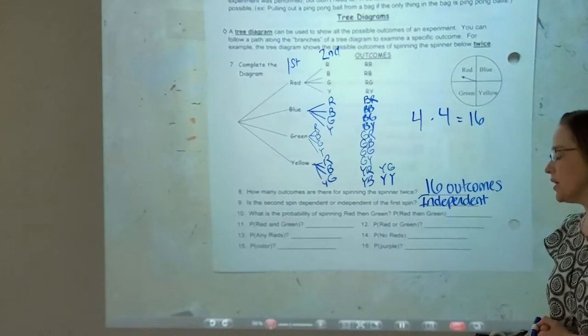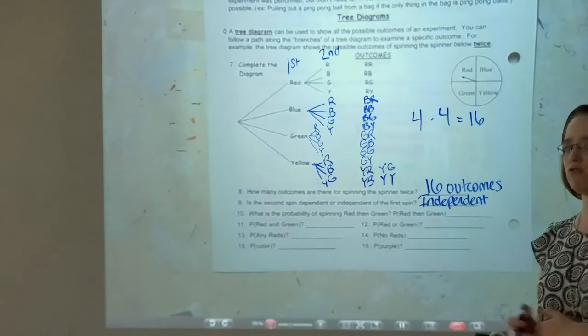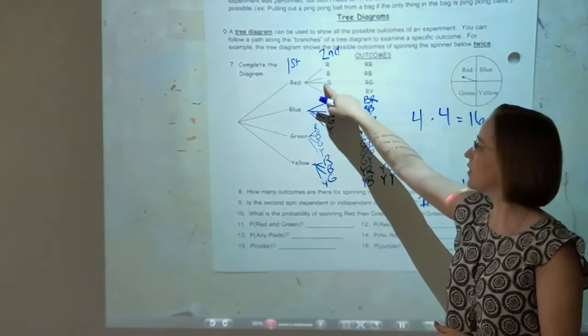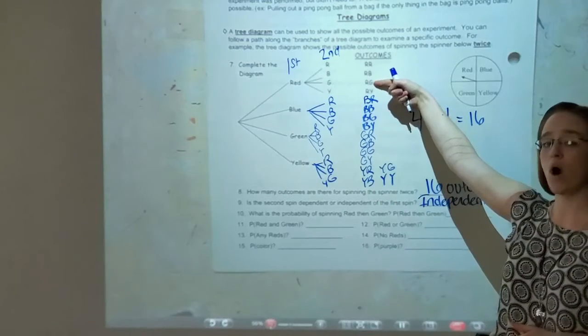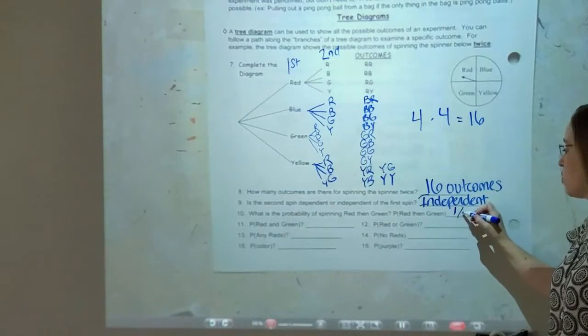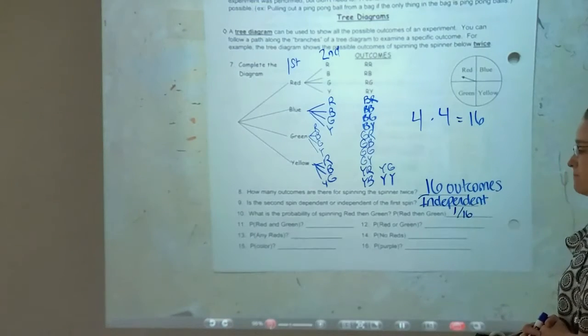What is the probability of spinning red, then green? So a red on the first spin, and then a green on the second spin. There is only one outcome that has red first, green second. That means it's a 1 out of 16.